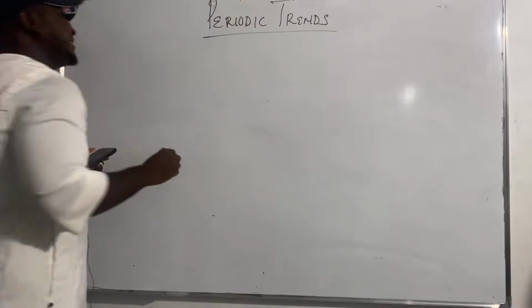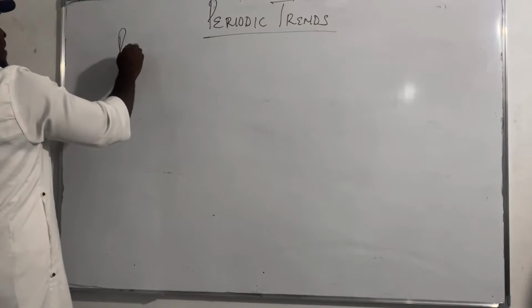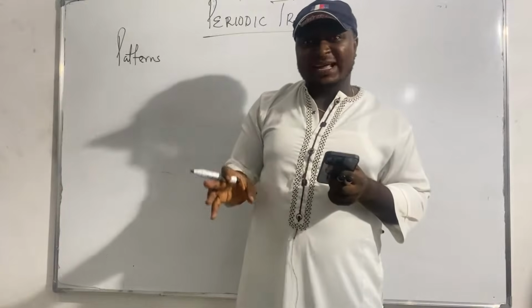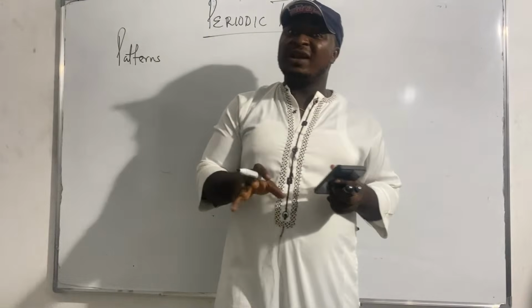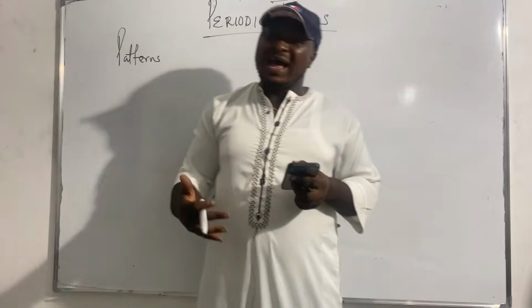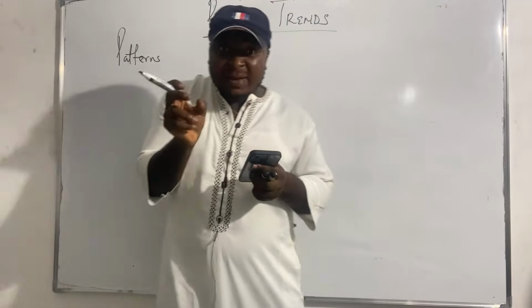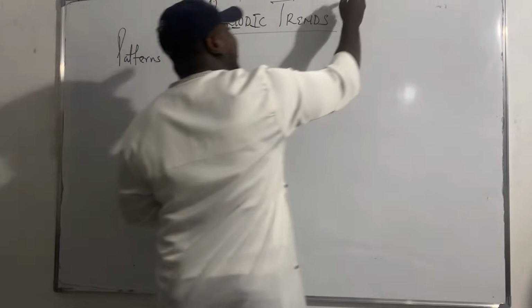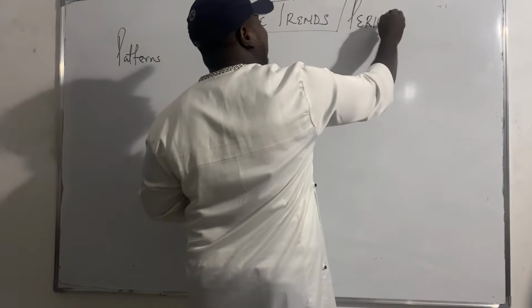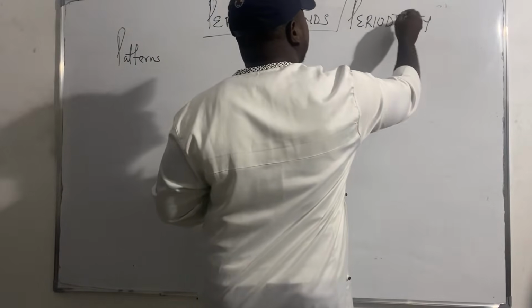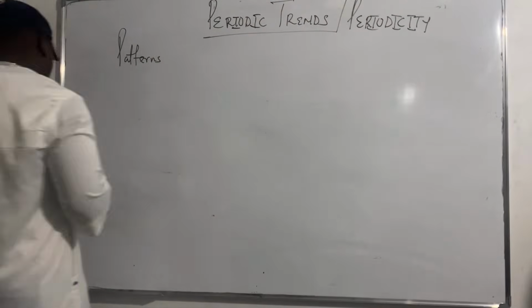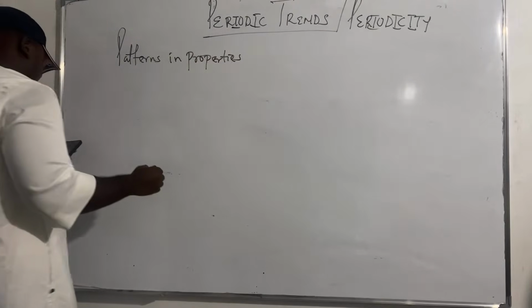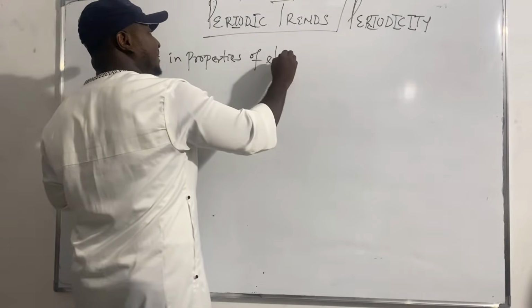The periodic trends are actually patterns in the properties of elements in the periodic table. Patterns that we notice across the period and down the group. Remember from secondary school: electronegativity, electropositivity, ionization energy, electron affinity, atomic radius, ionic radius. Those trends we notice in the properties of elements, we call them periodic trends or periodicity. These are patterns in properties of elements.